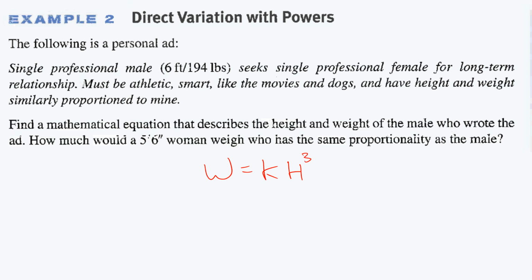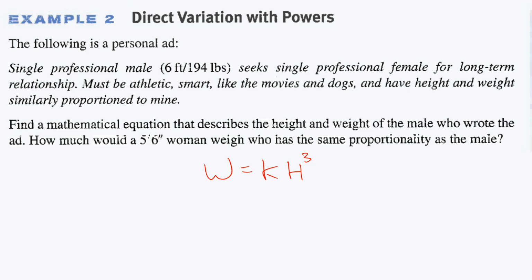So let's see here. So we have a single professional male seeks single professional female for long-term relationship. Must be athletic, smart, like movies, dogs, probably long walks on the beach, etc., etc. And here's the weird part of this. Have height and weight similarly proportioned to mine, an odd request. All right, let's find a mathematical equation to describe this odd request.